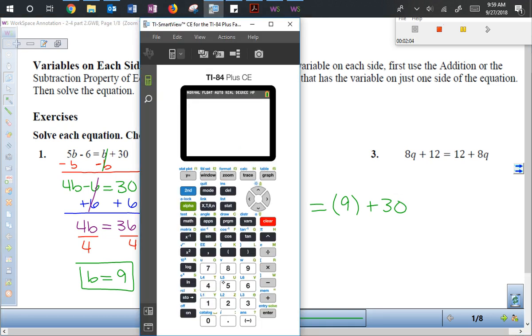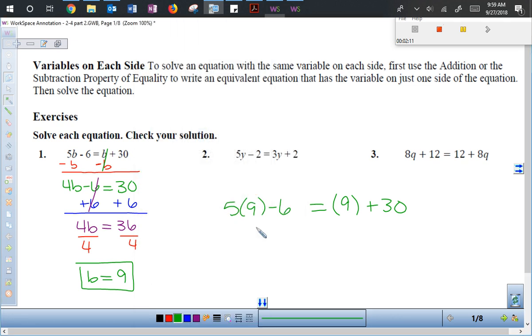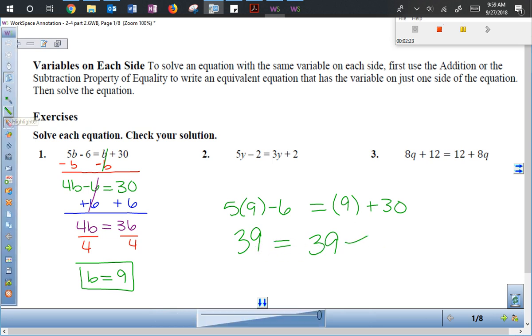If I take 5 times 9 minus 6, that gives me 39. So that means this side, when I substitute 9 in, I get 39. And on the right side, if I take 30 plus 9, I get 39. Now if I did it correctly, I'll get the same number, and that's true. 39 does equal 39, so we're okay.